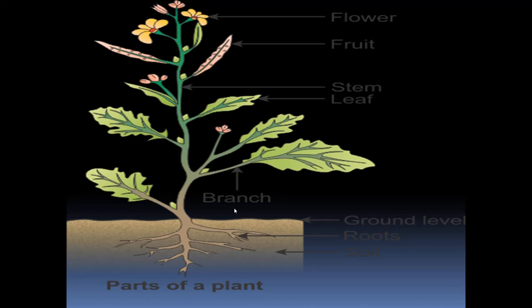Let us look at the parts of the plant now. Look at this image carefully and identify the different parts of the plant. Here you can see these are the roots that are growing underground in the soil, and above the soil here you can see stem, branch, leaf, then fruit, flower, buds, etc. So these are the different parts of the plant.